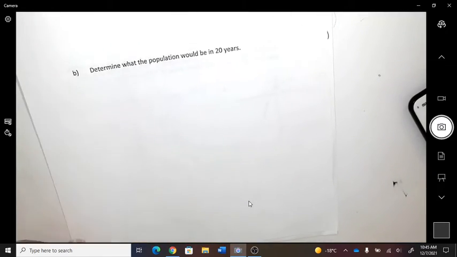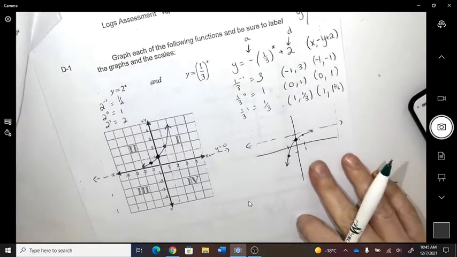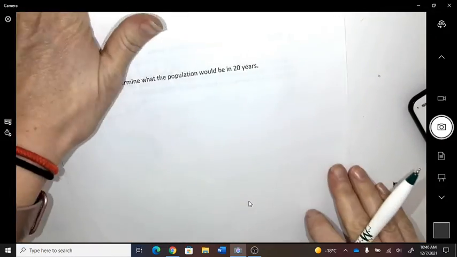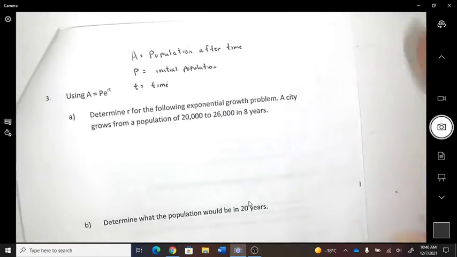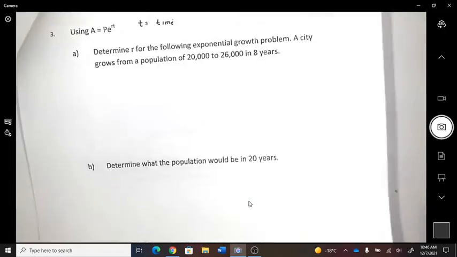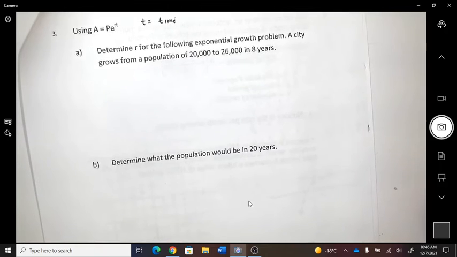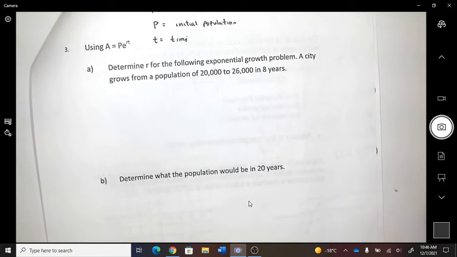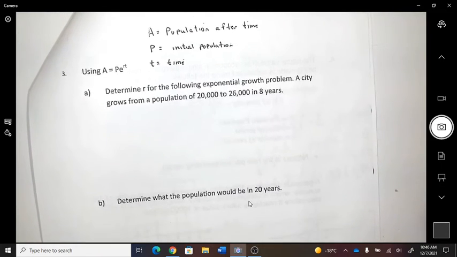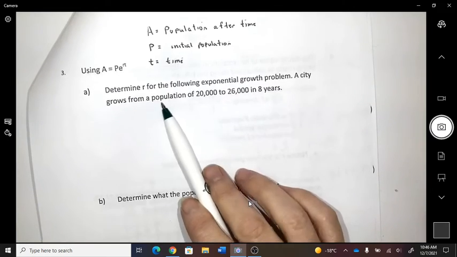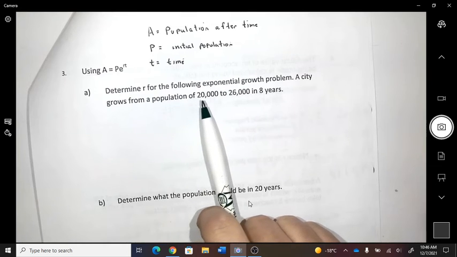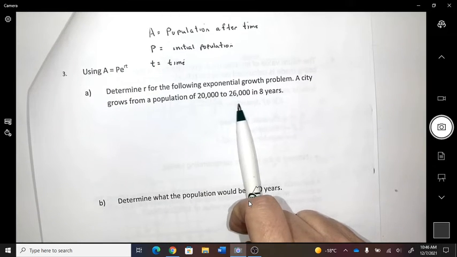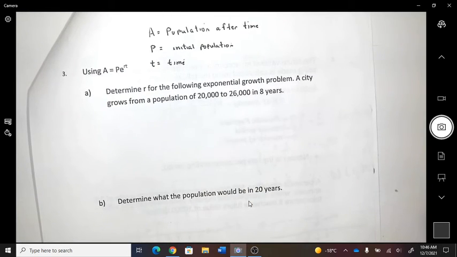Okay, some word problems. I'm going to tell you right now, I put 3 on your test. I put a population one on your test. I put a pH one on your test. And I put a money one on your test. Okay, so it gave us the formula. Determine the rate of growth for this. A city grows from 20,000 to 26,000 in 8 years.